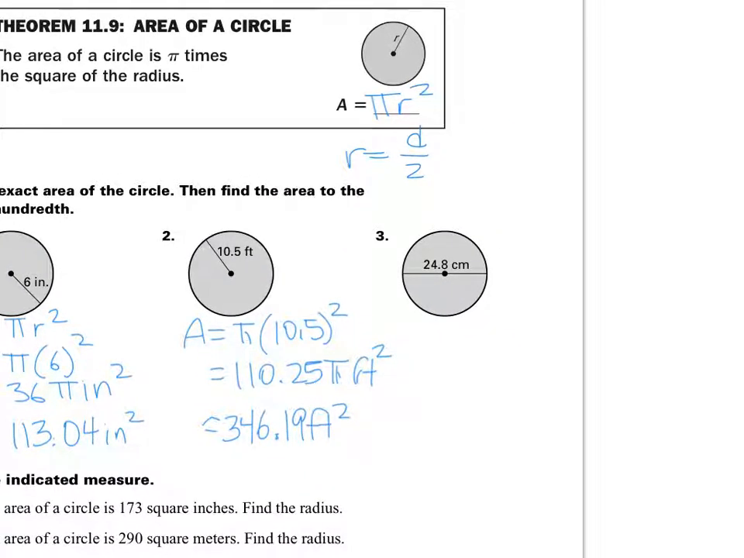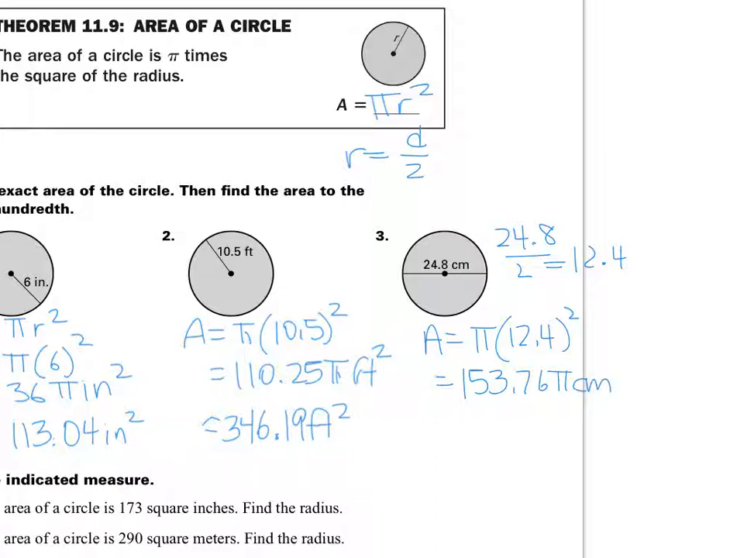Last one, I'm given diameter. I can't find area from diameter like I can circumference. So I have to divide by 2 to get the radius. So area equals pi r squared, which is 153.76 pi centimeters squared, or approximately 482.81 centimeters squared.